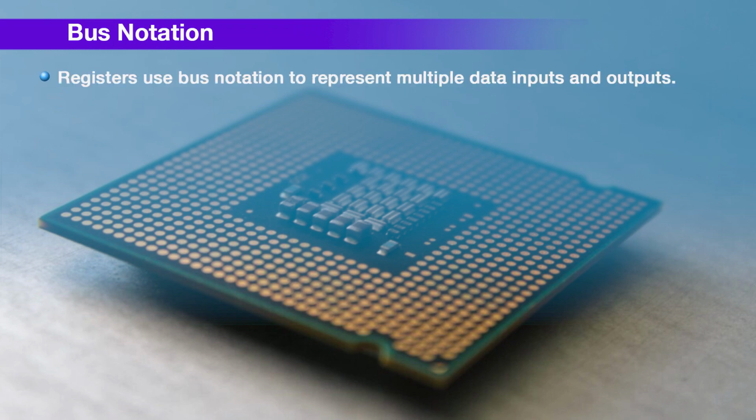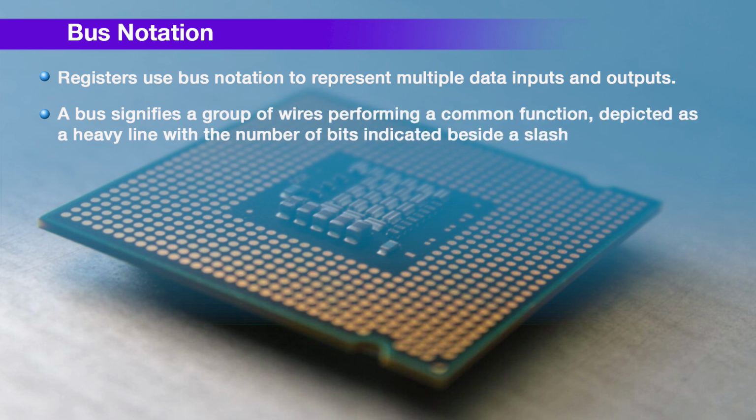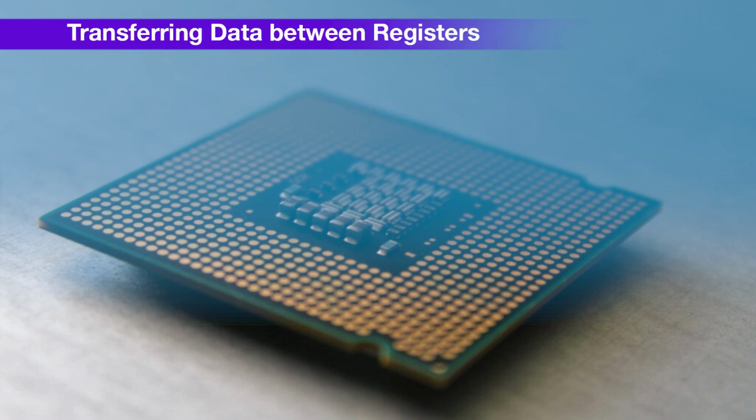Bus notation. Registers use bus notation to represent multiple data inputs and outputs. A bus signifies a group of wires performing a common function, drawn as a heavy line with the number of bits indicated beside a slash. The next operation is transferring data between registers.